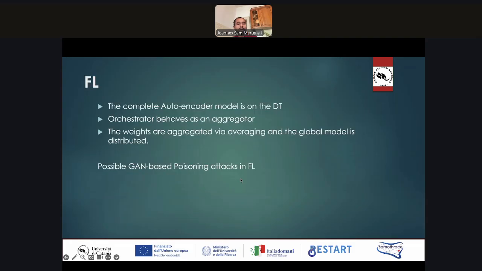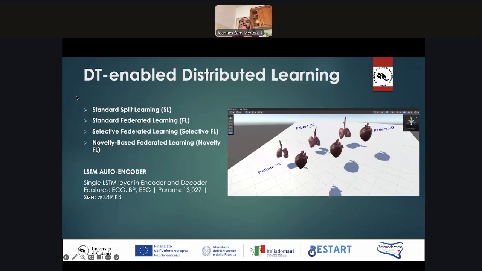And we also compared it with federated learning. Like I said, the orchestrator will behave as an aggregator, so the model parameters are exchanged here. This is not as secure as split learning, because, as I said, there are possible GAN-based poisoning attacks that can happen here. But still, there is no exchange of raw data. So we compared 4 techniques.